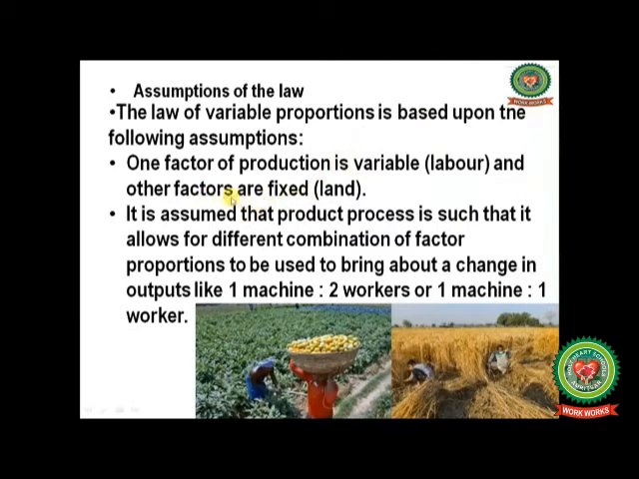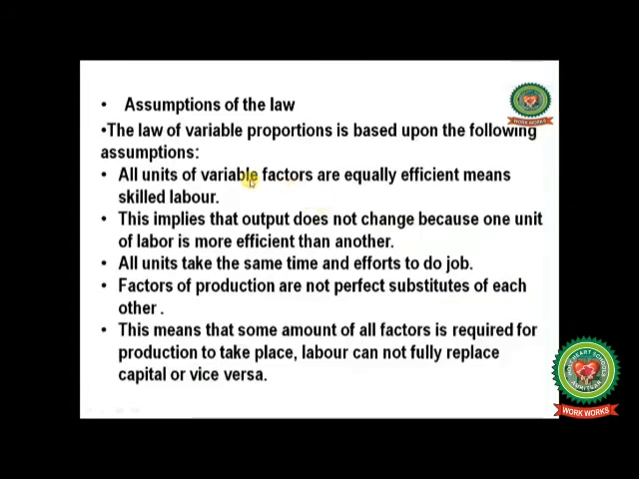Which was the fixed factor? That was land. So it is assumed that the production process is such that it allows for different combinations of factors, like we have taken different combinations of factors in order to get the production. Firstly, we have taken one machine and 2 workers, or one machine and 1 worker, whichever combination suits the producer so that he can increase his profit margin.